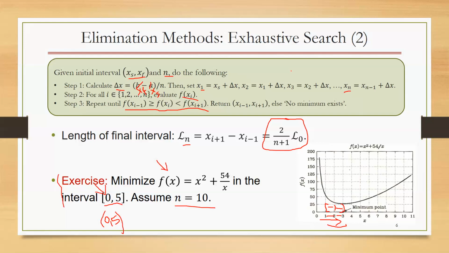Well, maybe just in step 3, we have to account for it. We should start checking from 0, not the second point. Okay, so basically you'll have to just do 2 more evaluations, right? You have to include 0 and 5, right? Yes. So it's a very simple modification.